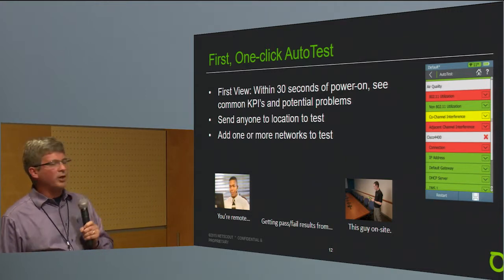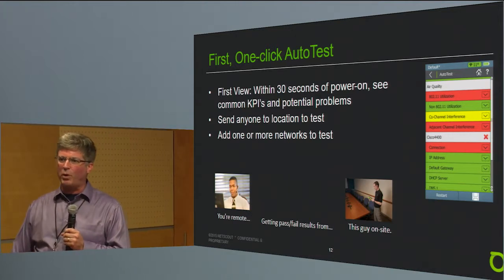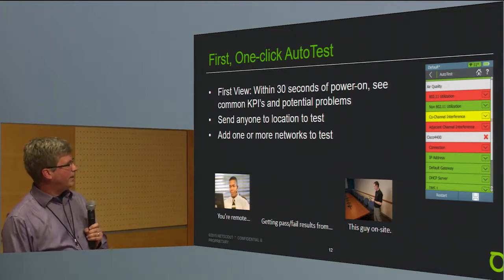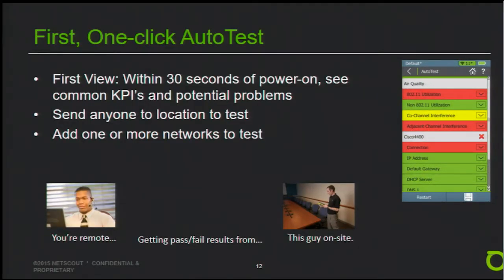So obviously the auto test. The auto test is a feature that we put in many of our products, OneTouch and LinkRunner. And the idea here is that you go on site, you power this on, and within 30 seconds, you can see some common key performance indicators, some of the more common problems that may occur in Wi-Fi. Again, you send somebody out on site that doesn't know that much about it, they can use the auto test and get some very fast results into some issues. And part of the auto test can also include connecting to a network and testing connectivity not only on the Wi-Fi part of it, but also on the network and the wired services part of it.